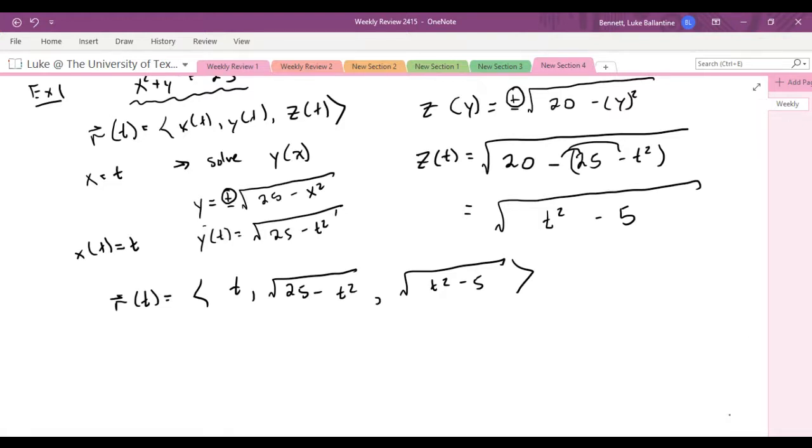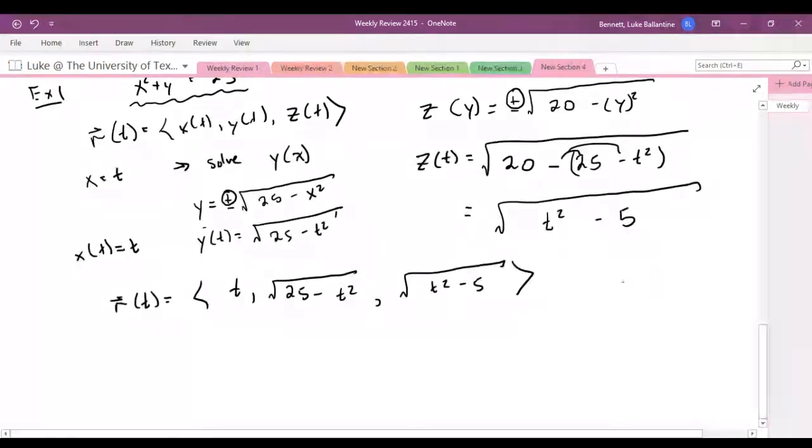And this would only give you the positive side of the curve of intersection. All right, so we want the equation of the tangent line at the point (3, 4, 2).